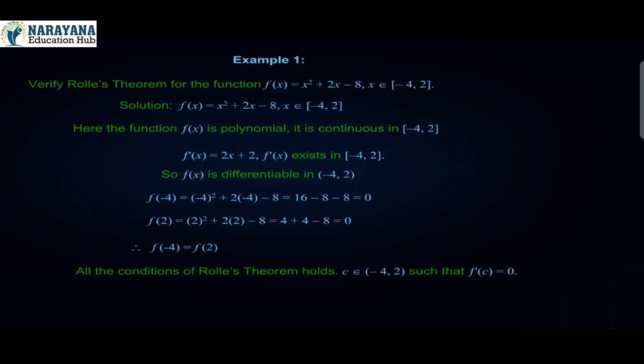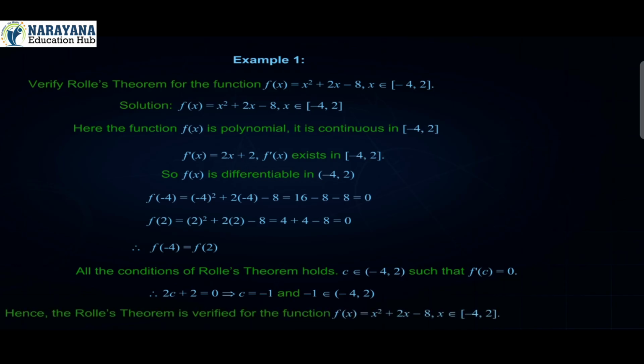So there exists c belonging to the open interval (-4, 2) such that f'(c) = 0. Therefore, 2c + 2 = 0, which implies that c = -1, and -1 belongs to the open interval (-4, 2). Hence, Rolle's theorem is verified for the function f(x) = x^2 + 2x - 8, where x belongs to the closed interval [-4, 2].